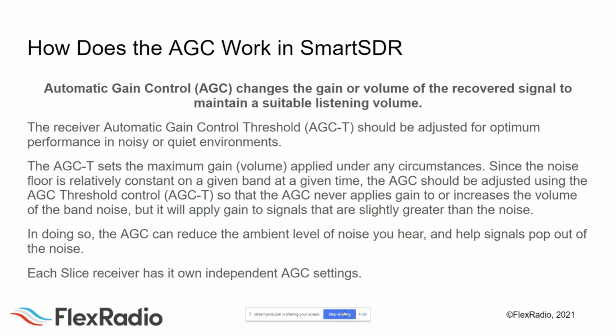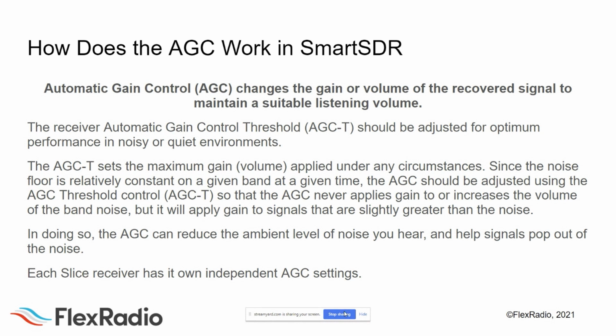A lot of people like to say, oh, well, the AGC and setting the threshold is just like changing the RF gain in a traditional radio. And that's not actually true. The behavior seems kind of the same, and so some people equate that, but it actually really isn't. What the AGC does is change the gain or the volume of the recovered signal so that you can maintain a suitable listening level.